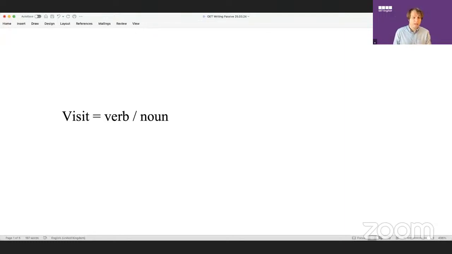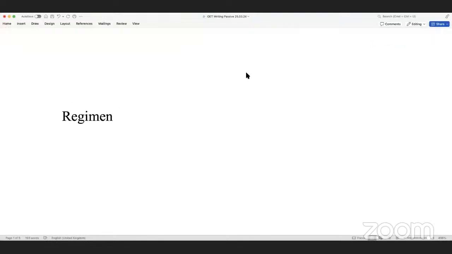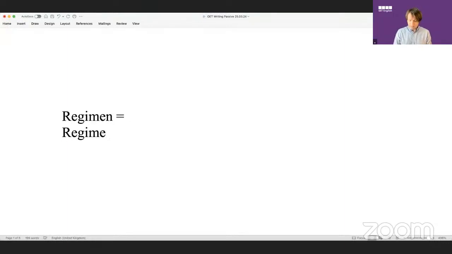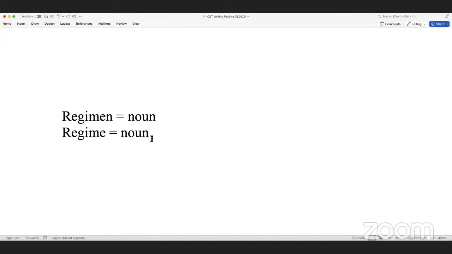This is a noun. Okay, what about more difficult now? What if I say regimen? You say that in OET. So we say medication regimen or medication. You can say regime as well. They're both nouns. They both mean the same thing. Well done.